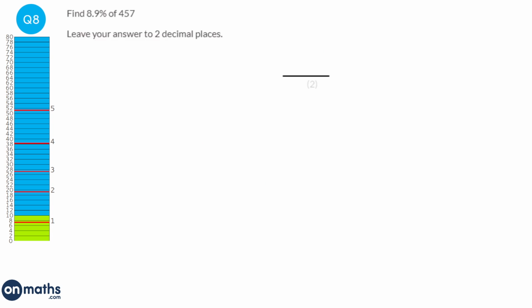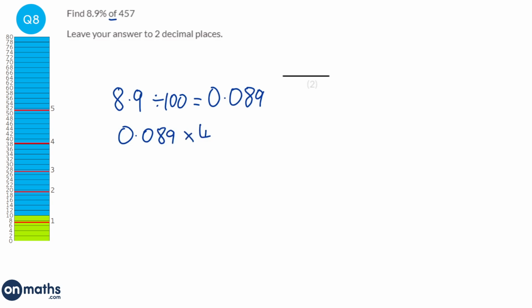So for this question, we need to convert the percentage to a decimal. To do that, we get that 8.9%, and we just divide by 100. And so that will give us 0.089. Of normally means times in maths, so we just go times that by 457, and that will give us 40.67.